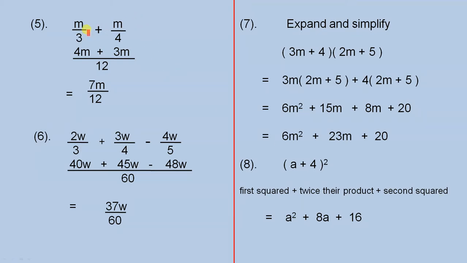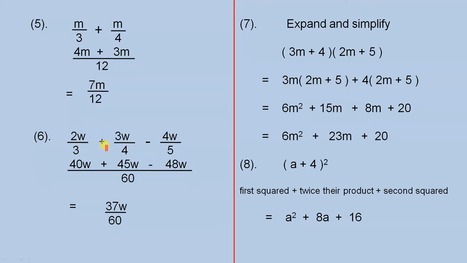When we're adding two algebraic fractions together, you look at the two denominators, and if they're different, you just find the lowest common multiple. And we saw lowest common multiple in previous videos. 3 and 4 both divide into 12. So m over 3 is the same as 4m over 12. m over 4 is the same as 3m over 12. Another way of looking at that is 3 into 12 goes 4. 4 times m is 4m. 4 into 12 goes 3. 3 times m is 3m. 4m plus 3m is 7m over 12.